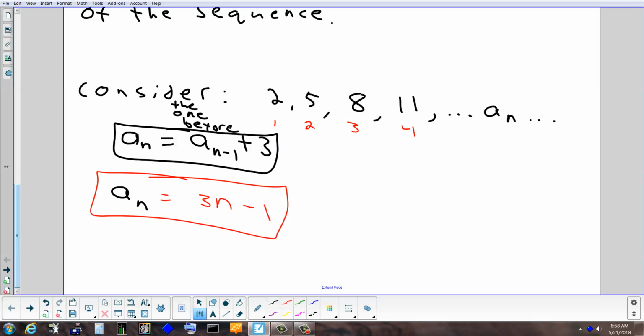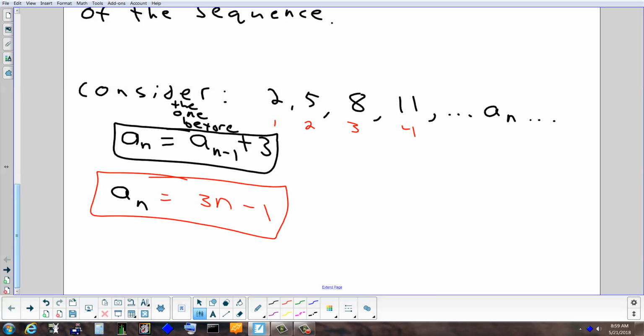Now, out of these two formulas, which one do you think would be easier to use? The top one or the bottom one? Yep. The bottom one, because you don't need to know the previous number. If you wanted to find the 500th number, all you'd have to do is 3 times 500 is 1500, minus 1, 1499.